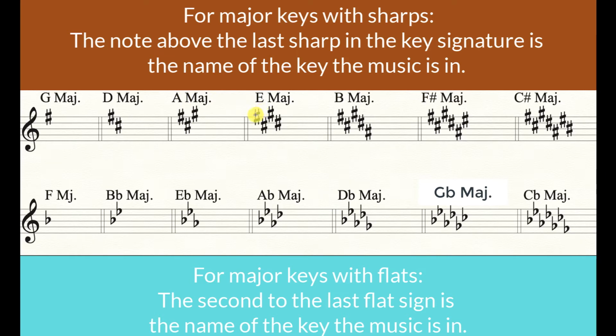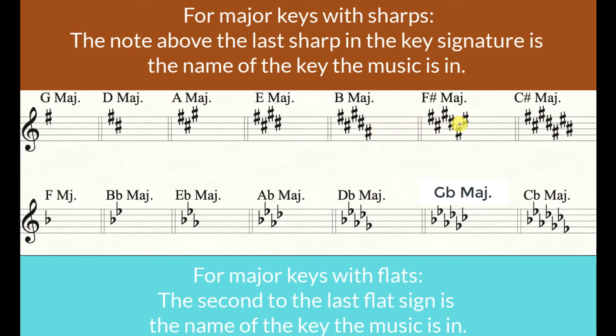If the music has 4 sharps, 1, 2, 3, 4, this last sharp, D sharp, the note above D is E. That's E major. Now we are looking at major keys. Now look at the next one. There were 5 sharps. 1, 2, 3, 4, 5. The last sharp is A sharp. The note above A is B. So that's your key signature for B major.